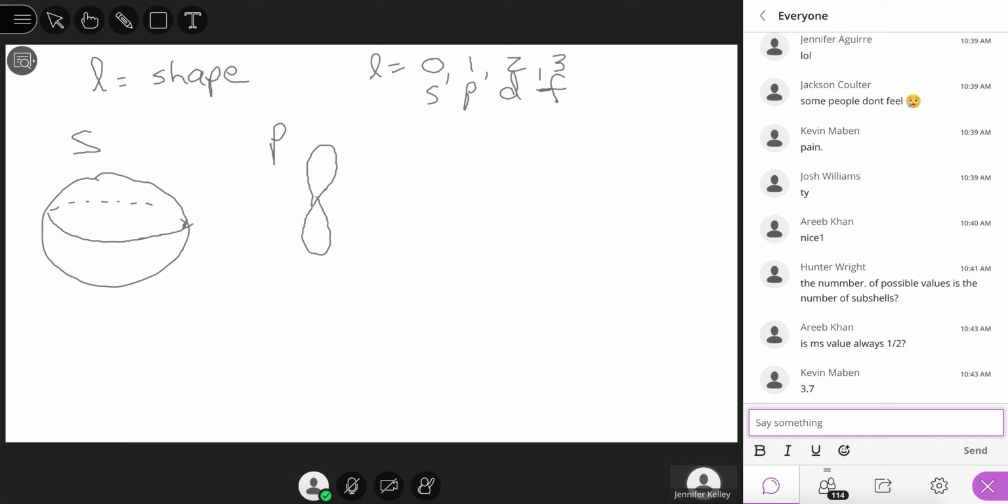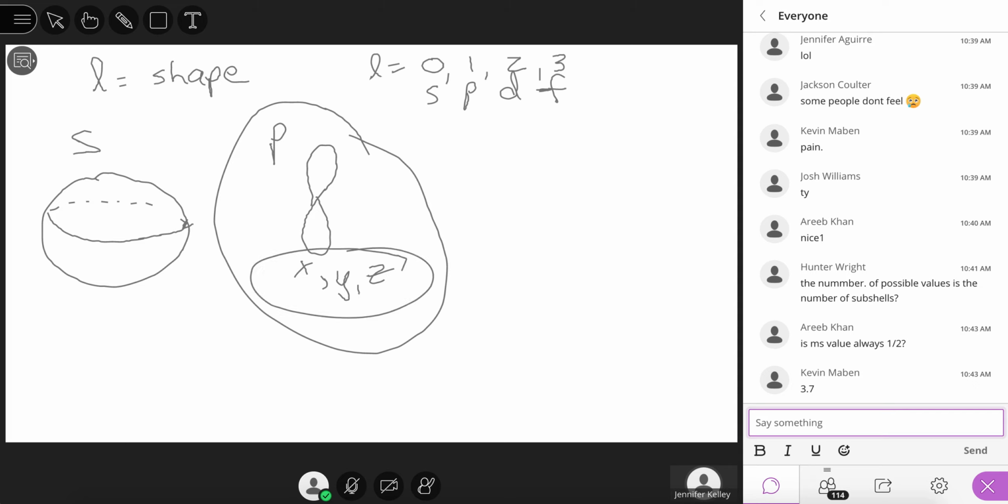So when you get to the D's, they're not just dx, dy, and dz anymore. They become xy, x squared minus y squared, and things like that. You should remember that there's a px, a py, and a pz. But you don't have to remember dxy, dx squared minus y squared, and all that. You just need to remember the P, as far as the coordinates for the P.